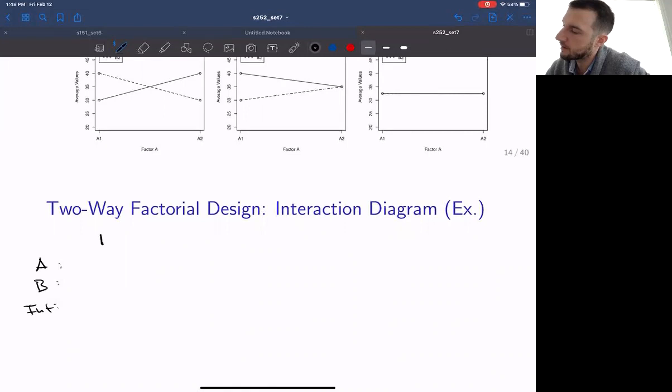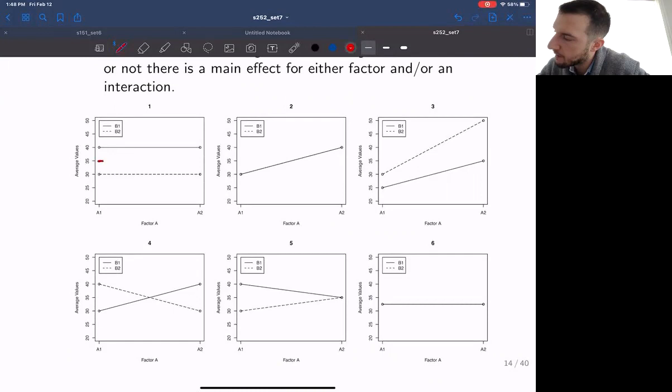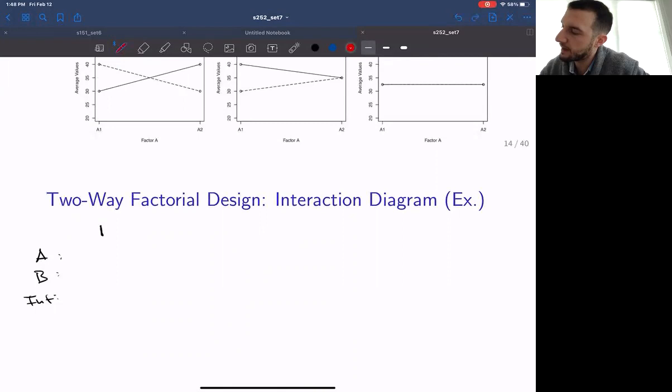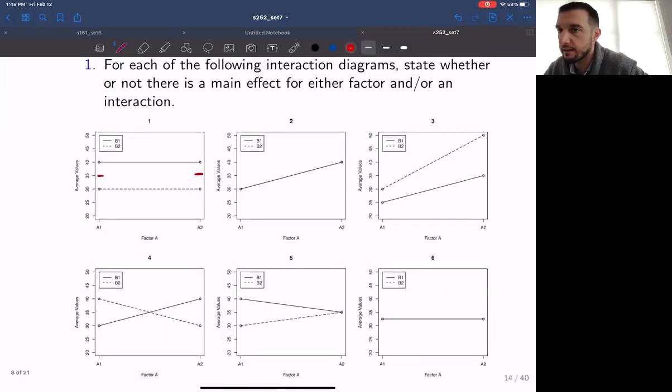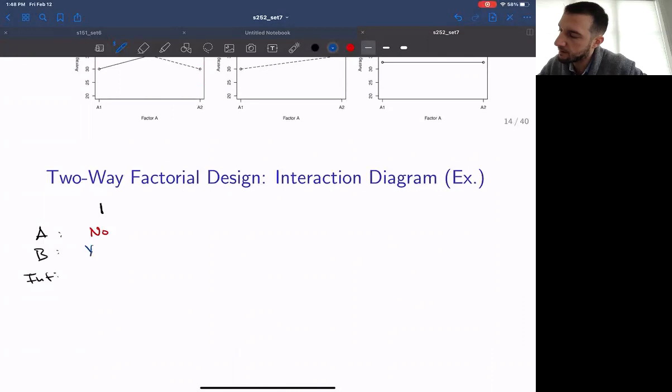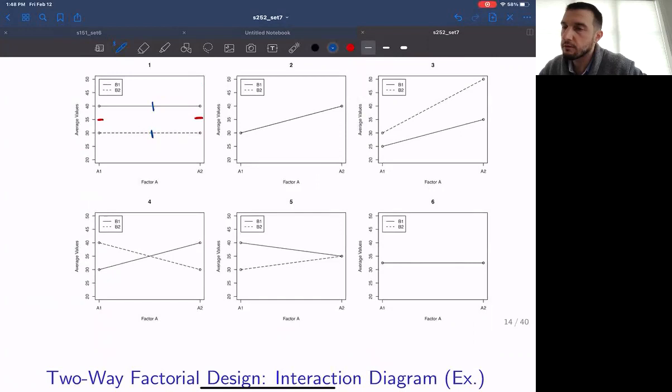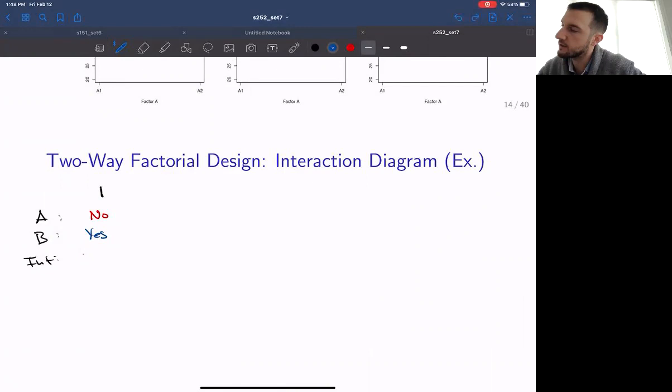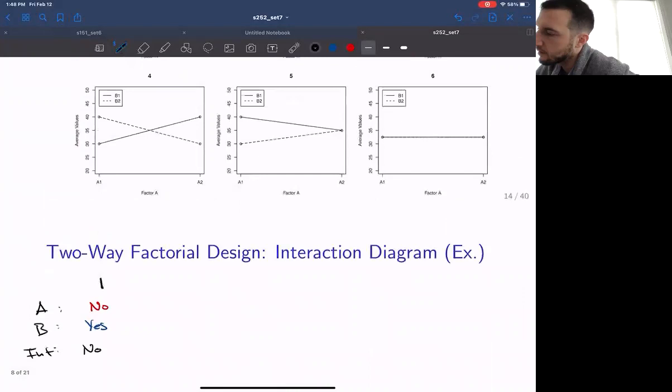So when we look at the first plot, to compare A, we take the midpoints of the stacked values. So you can see that A1 average versus A2 average is the same number. So that indicates no main effect for factor A. So these two dashed values line up. That's no main effect for factor A. Then we compare the averages of the stacked lines. You can see that B1, the solid line, is higher than B2, the dashed line. So these are not the same number. That indicates a main effect for factor B. Finally, we can see the lines are parallel. So that indicates no interaction because we don't have any contradiction or any kind of crossover in the mean responses.